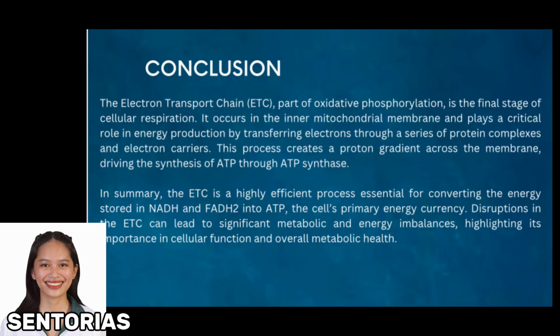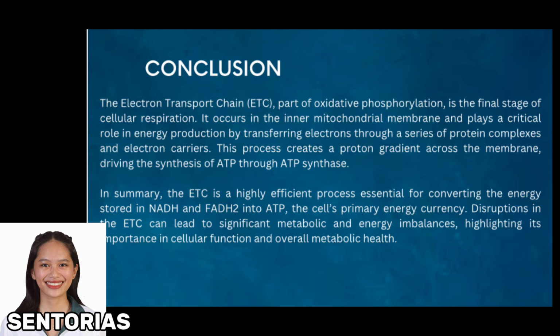In conclusion, the electron transport chain, or ETC, part of oxidative phosphorylation, is the final stage of cellular respiration. It occurs in the inner mitochondrial membrane and plays a critical role in energy production by transferring electrons through a series of protein complexes and electron carriers. This process creates a proton gradient across the membrane, driving the synthesis of ATP through ATP synthase.